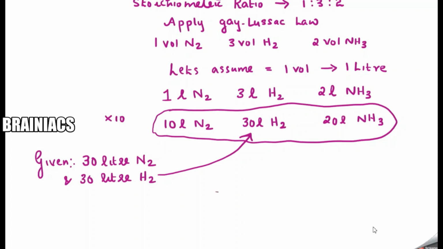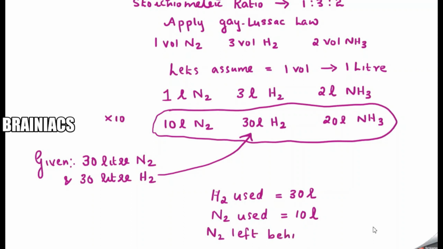So I can say here 30 liter hydrogen is used. Hydrogen used is equal to 30 liter, completely used, and nitrogen used will be equal to how much? For 30 liter hydrogen only 10 liter is required. Correct. So how much nitrogen is left behind? I can say initial given is 30, used is 10 liter. So 30 minus 10, that is 20 liter is left behind.